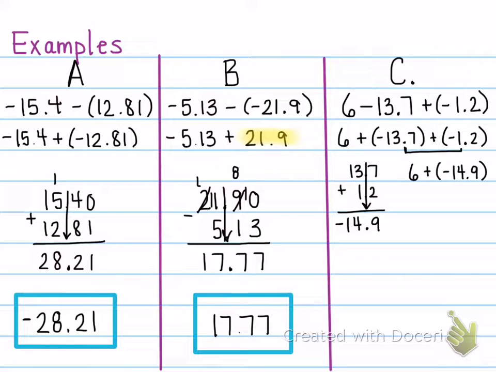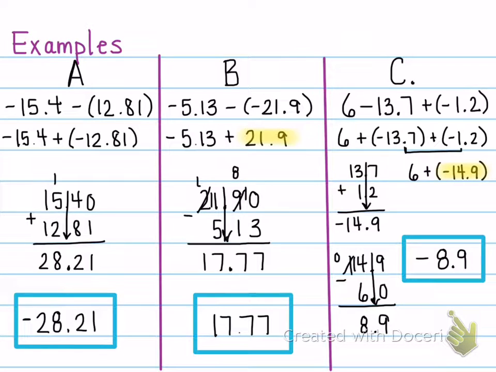Now I'm adding numbers with different signs, so I have to subtract. I take the bigger number, 14.9, and I subtract the 6, remembering that 6 is a whole number, so it's really 6.0. 9 minus 0 is 9. Decimal goes straight down. I'm going to borrow, it's still 14 minus 6, which is 8 and 9/10. So I have 8 and 9/10, and I look at my two numbers that I was adding, and I have more negatives than positives, so that means my answer is negative 8 and 9/10.